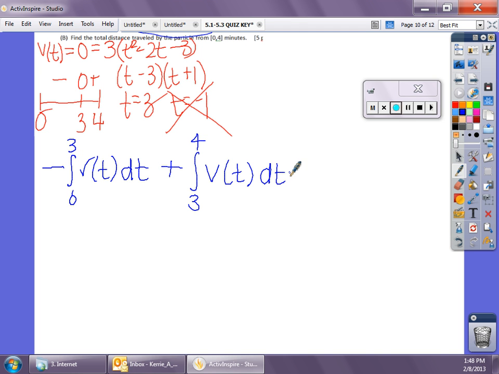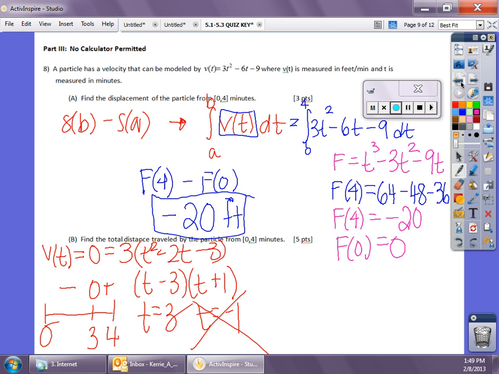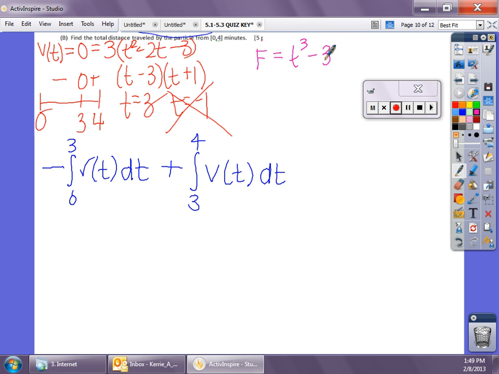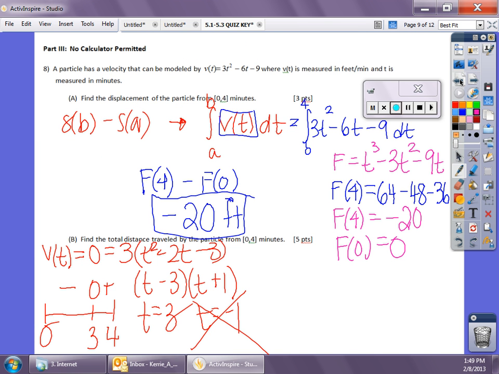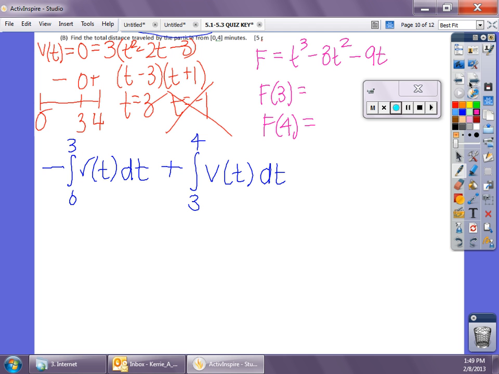And then you add the positive integrals to find total distance. So the antiderivative, I'm going to do that up in the right-hand corner. The antiderivative of velocity would be, I think I had it already. The antiderivative is t cubed minus 3t squared minus 9t. F of 3, f of 4. Those are the values that we need. I believe we found f of 4 before. F of 4 was negative 20. And so I just have to find f of 3. F of 3 would be 27 minus 27.